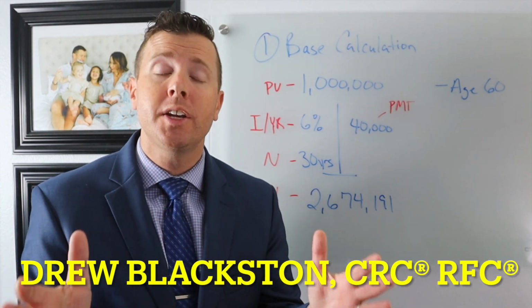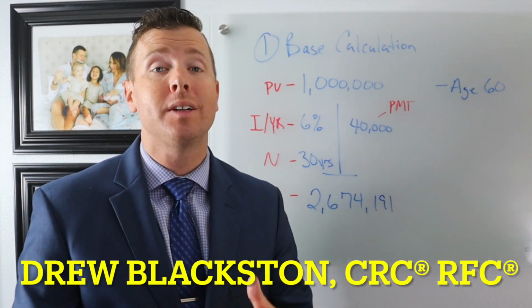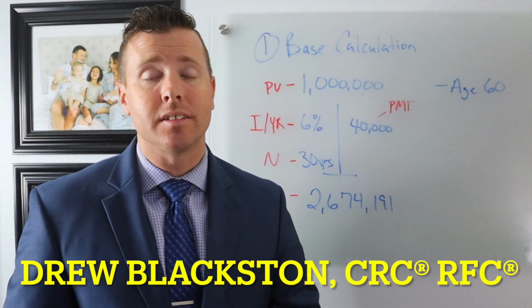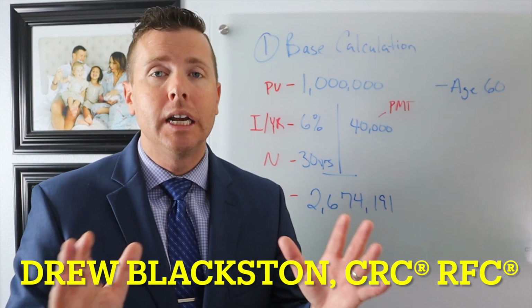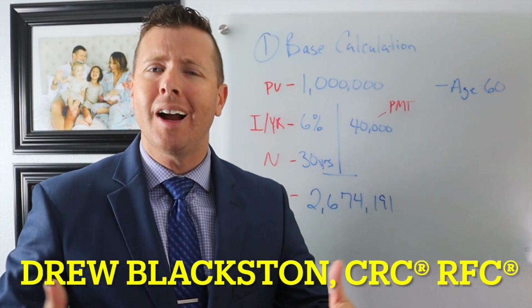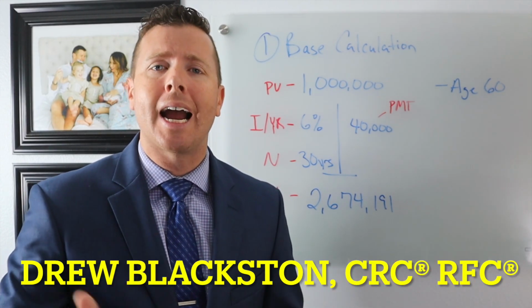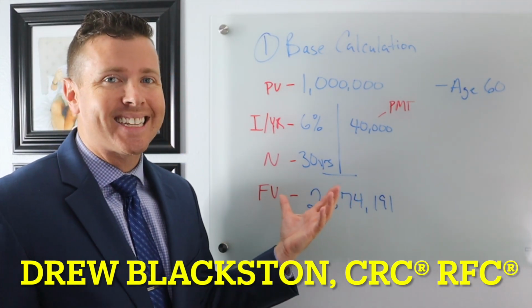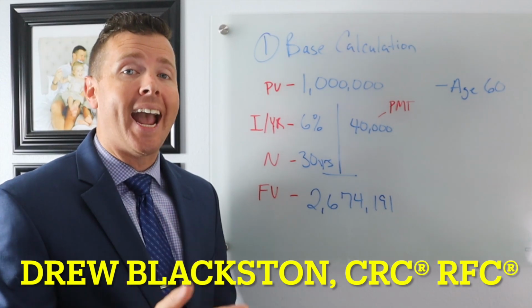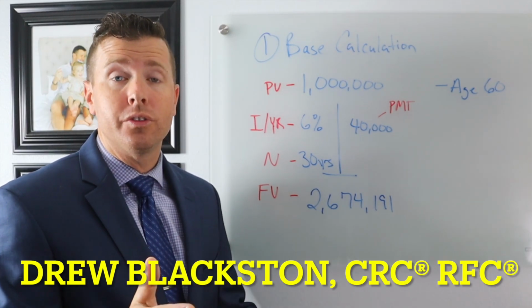Because what we have to figure out before we start factoring in inflation, taxes, vacations, any other spending that we want in retirement, we have to come to find out, do I have enough to retire? Do I have enough retirement assets to retire? So let's look at this. This is what I call a base calculation. It's a future cash flow calculation, and you can do this on Google.